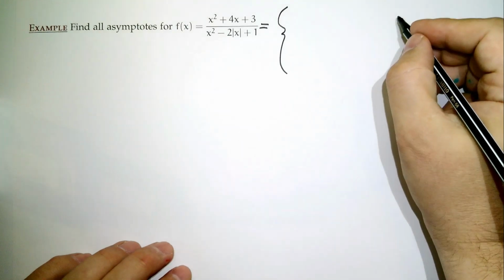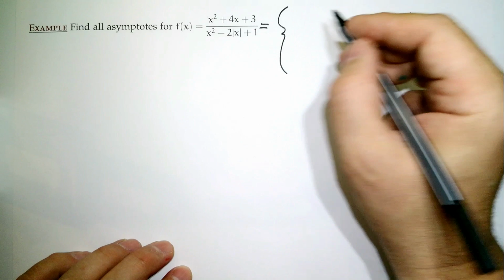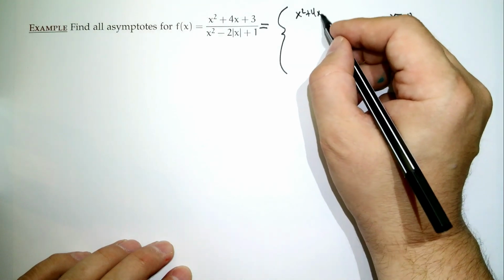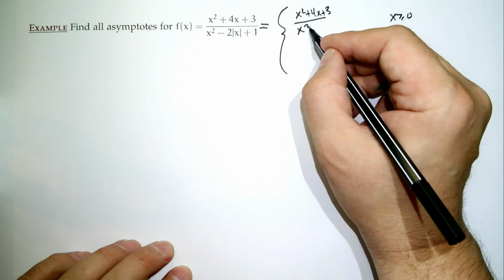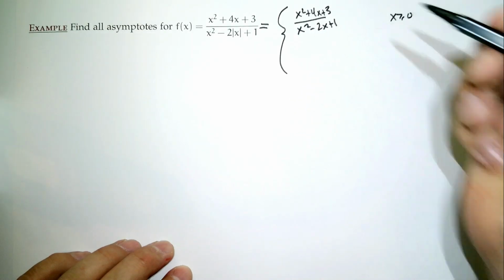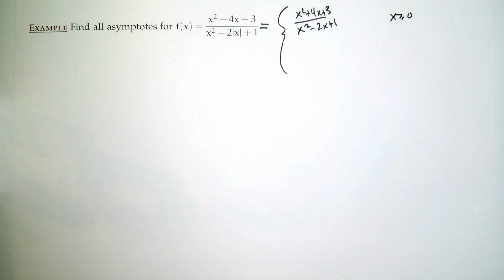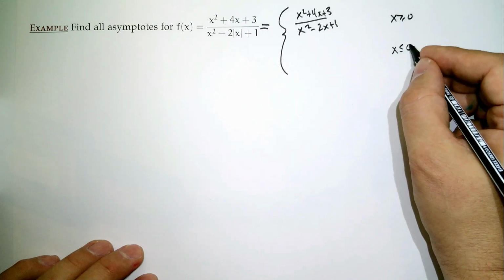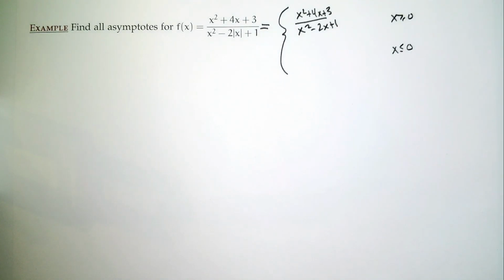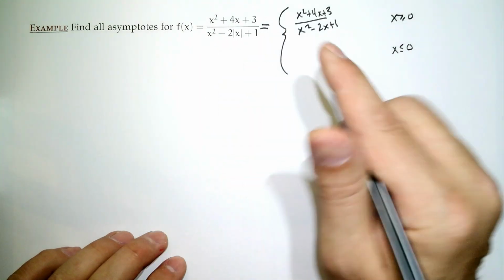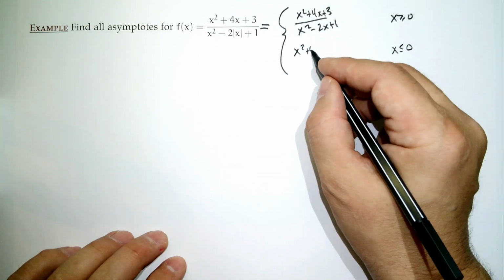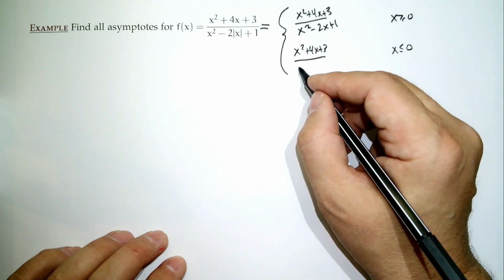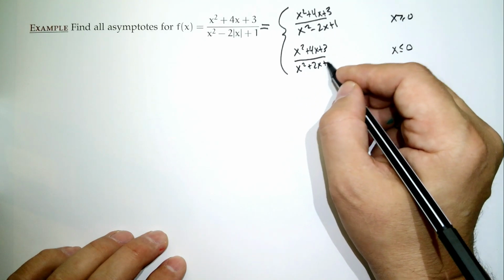So if x is greater than or equal to 0, this becomes x squared plus 4x plus 3 over x squared minus 2x plus 1. In other words, I don't need the absolute value. It's not useful. If I'm below 0, well, the absolute value does what? It flips the sign. So I can drop the absolute value, but if I do, I need to change the sign. So that becomes x squared plus 4x plus 3 over x squared plus 2x plus 1.